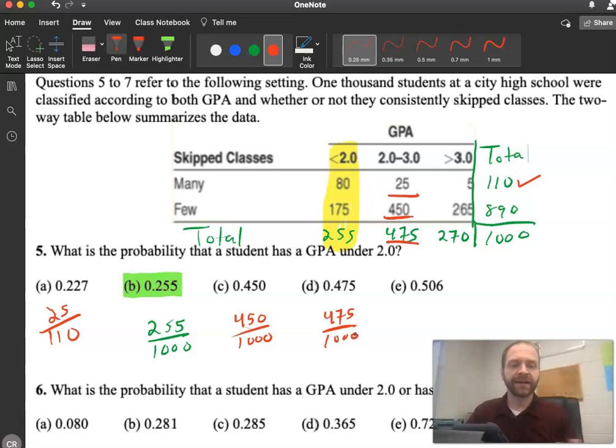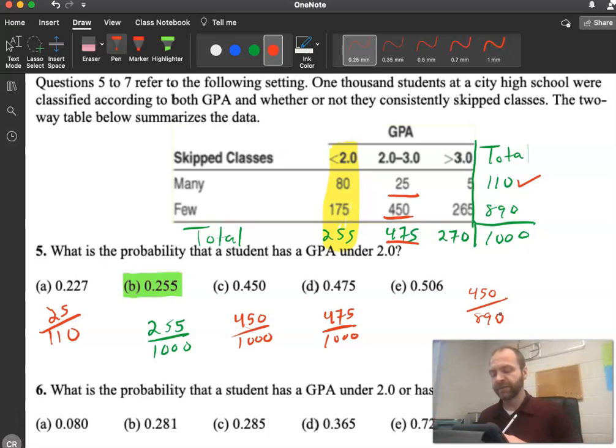And then E is 450 divided by 890. That again looks like a conditional probability. It's taking the intersection of a few skipped classes and a GPA between 2 and 3 and dividing by the total of the few skipped classes. So that's a conditional probability there. So B is the answer.